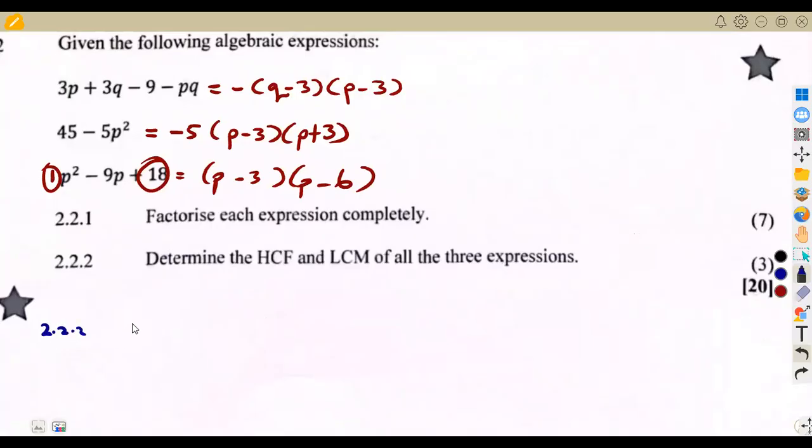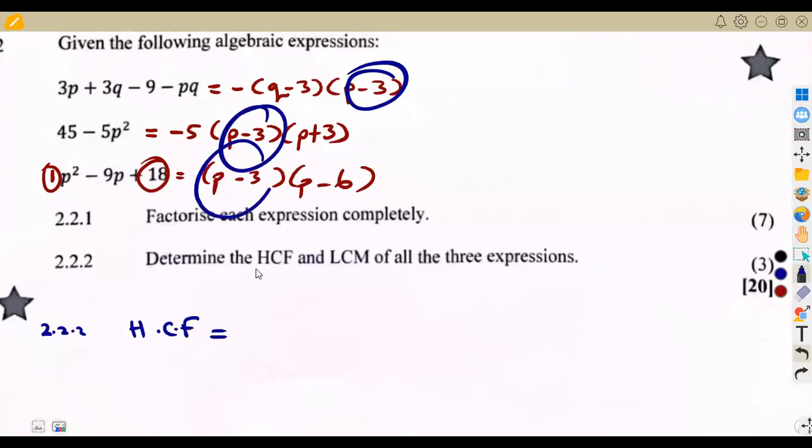So 2.22. The HCF, remember I told you, it's the highest common factor and it must be common throughout the terms. We must have a common term. So here there's a negative. Here we do not have a negative. So negative is not common. Q minus 3, we do not have it anyway. P minus 3, P minus 3, P minus 3. It's common everywhere. There is P minus 3. So meaning to say our highest common factor is going to be P minus 3.